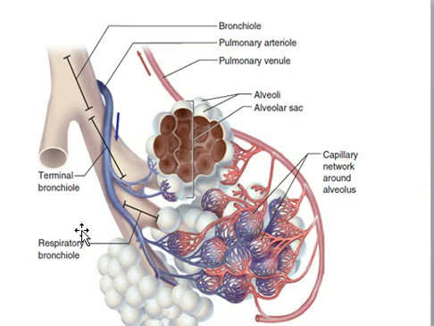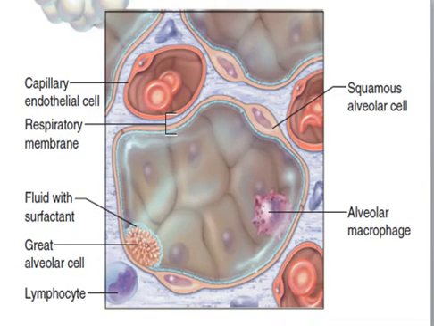Also, we have other cells in the alveoli. We have the dust cell. Also, we have the macrophage. This is the macrophage, as well as we have lymphocytes and plasma cells and mast cells, which secrete histamine. This is all for the respiratory system anatomy. And thank you.